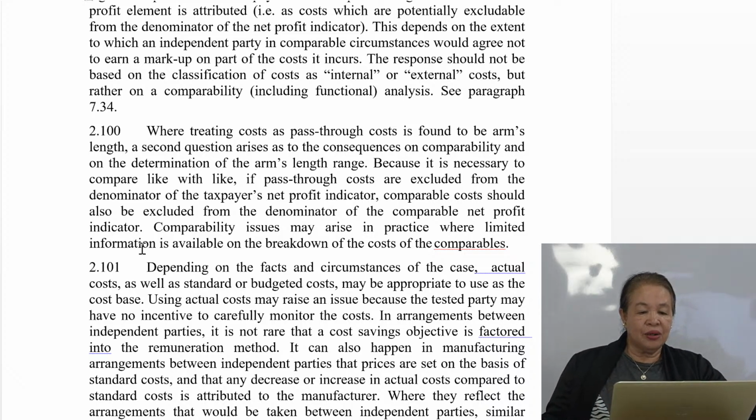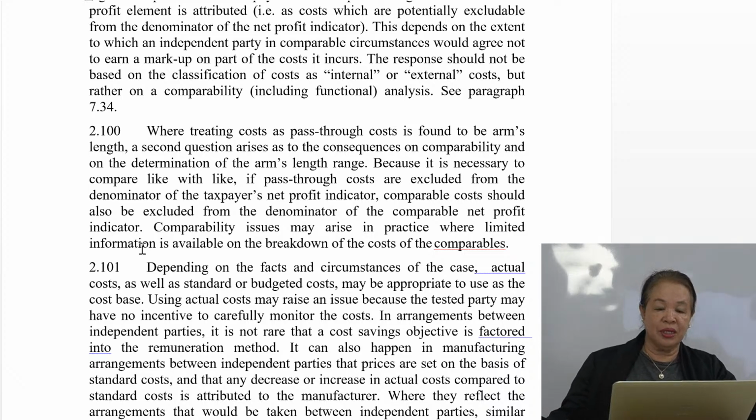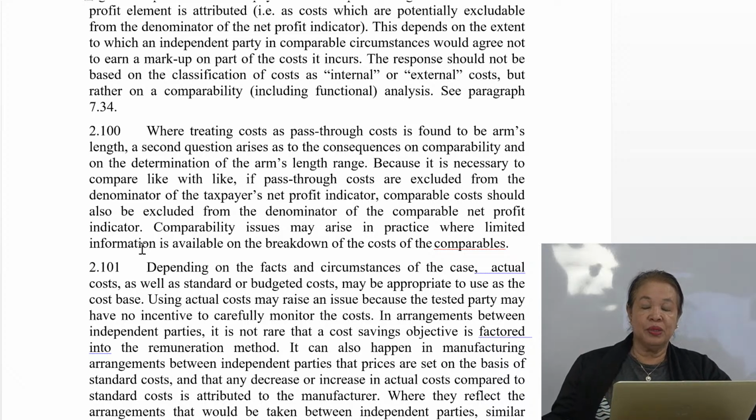So we're treating cost as pass-through cost is found to be arm's length. A second question arises as to the consequences on comparability and on the determination of the arm's length range. No? Kaya pinagtatyagaan ko po ito na basahin sa inyo. Pwede nyo siyang balik-balikan. No? Kasi kung kayo lang ang magbasa, lilipad lang yun sa utak natin. No? At least during the time na naririnig nyo sa video, pwede nyo sabayan doon sa mga regulations mismo, no?